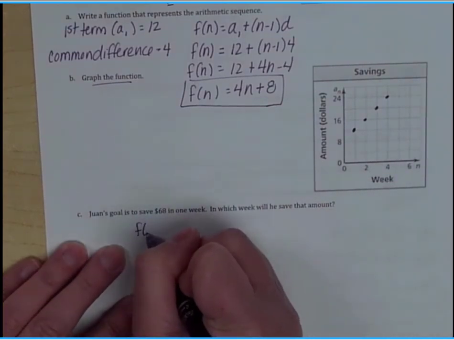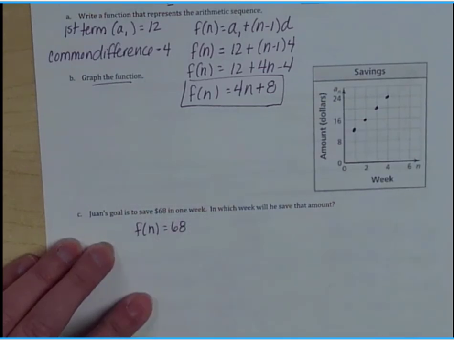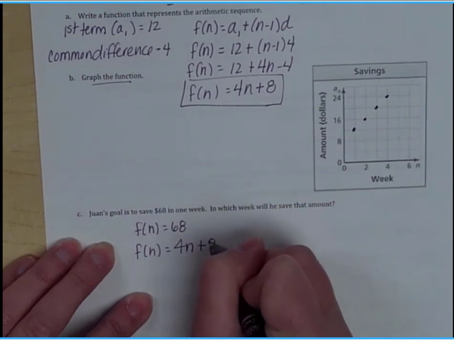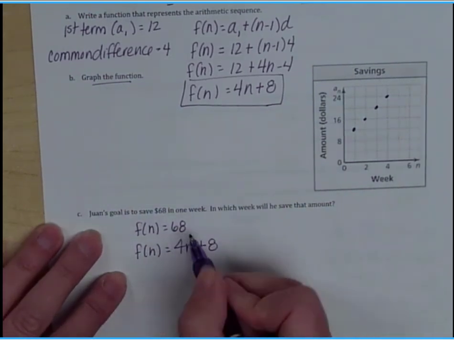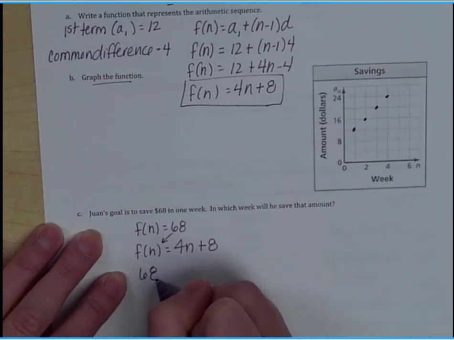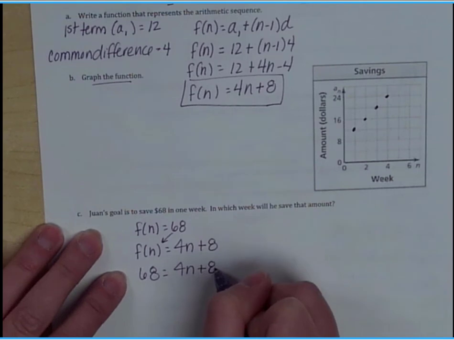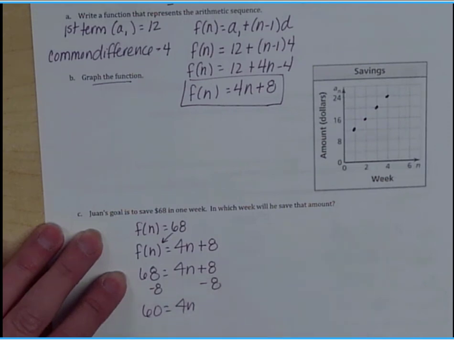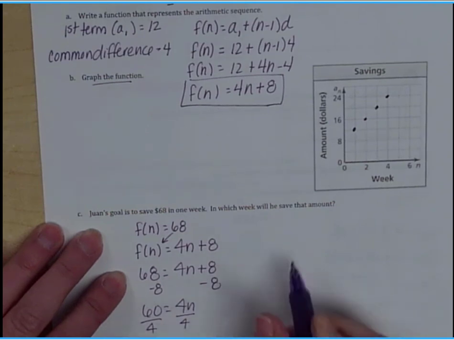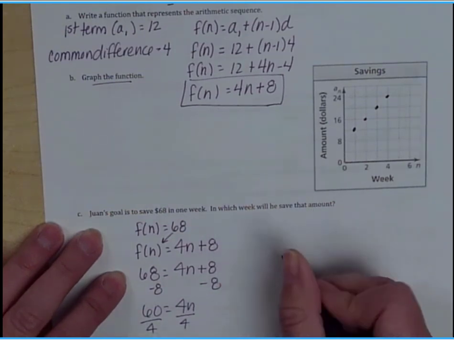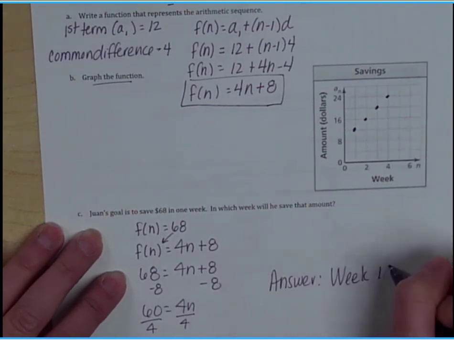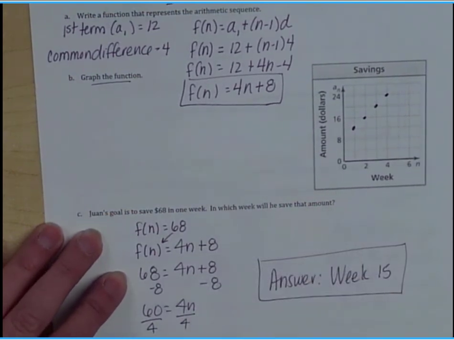Well, so my f of n here is 68, and my function was 4n plus 8, so I'm going to replace f of n right here with 68. So I have 68 equals 4n plus 8. Subtract 8 from both sides. 60 equals 4n. Divide both sides by 4, so n equals 15. In which week will he save that amount? My answer here is week 15. Nice job.